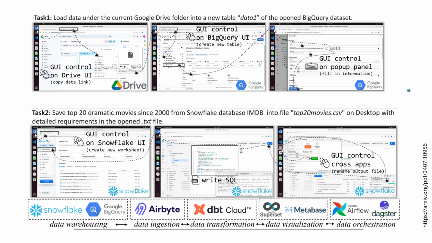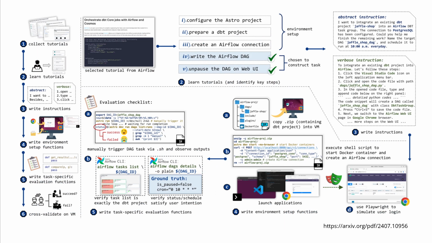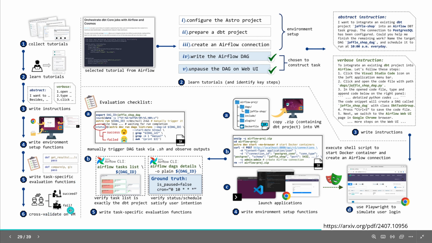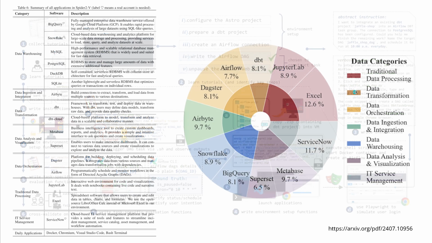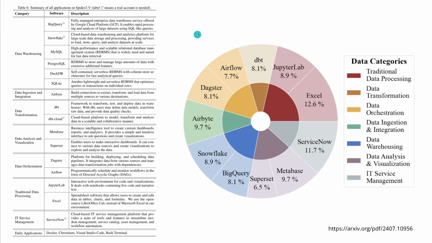So, a completely different set of tasks, but also multi-AI agent systems. And as you can see here, we have one real more complex. You collect, for example, your tutorials, you learn the tutorials, you write the instruction, you write the environment setup function, you write the task-specific evaluation function, and you cross-evaluate this on a virtual machine. Beautiful process. All of this was done. And here now the summary.